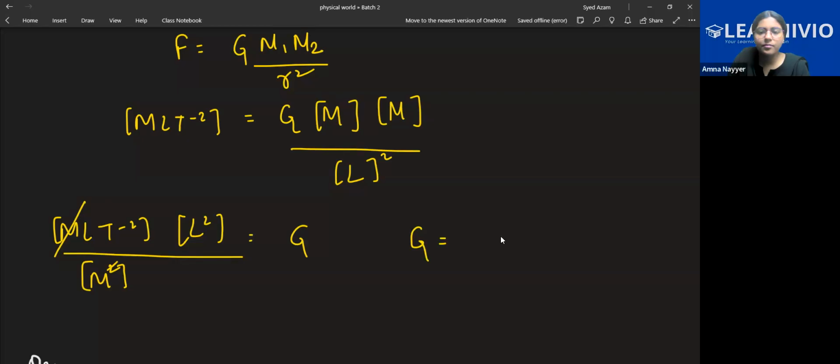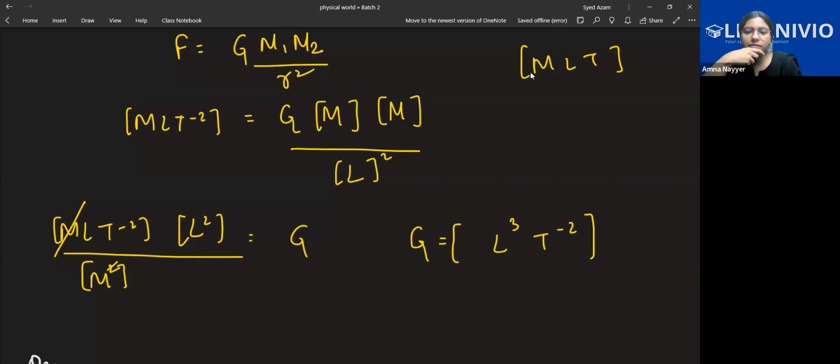L raised to 3, T raised to minus 2, that's it. Pi m? By m, no. Your task is to write MLT only. Then it will be m raised to minus 1. Exactly. If your m is coming in the denominator, it's okay. You make it to the numerator. So this is the final answer.